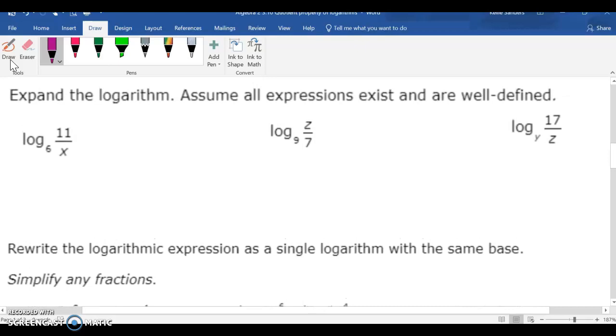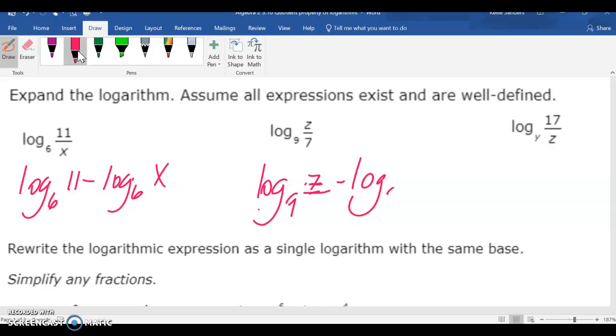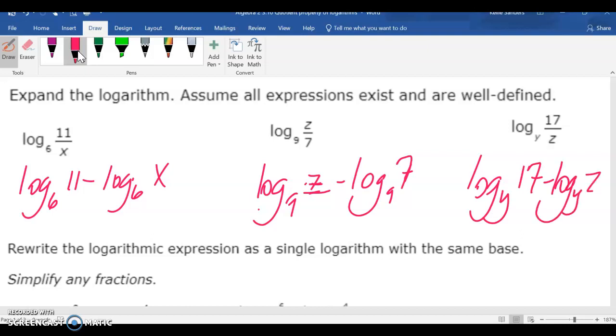Okay, we're expanding, but when we expand, we want to keep the base. We have to keep the base in both parts. So log base 6 of 11 minus log base 6 of x, log base 9 of z minus log base 9 of 7, log base y of 17 minus log base y of z.